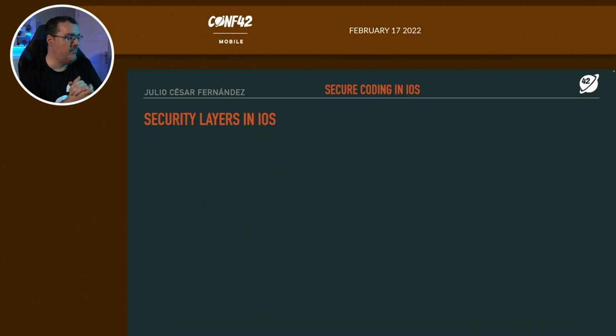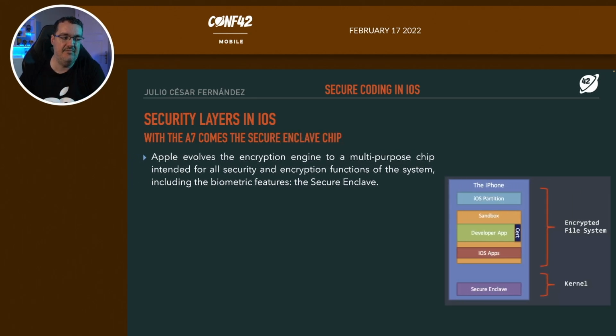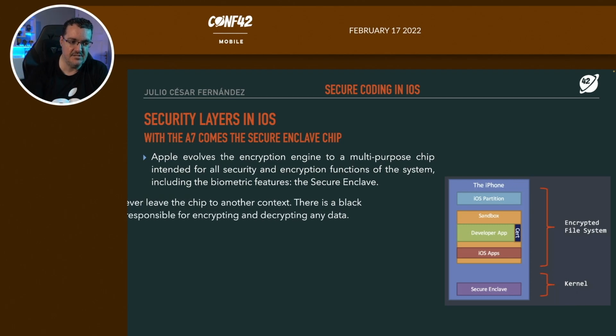Well, let's talk about the next step. With the A7 comes the Secure Enclave chip. Apple evolves the encryption engine that it has had since the first iPhone into a multi-purpose chip intended for all security and encryption functions on the systems, including the biometric features, with a new security chip called Secure Enclave, a chip that is a property of the kernel of the systems, as you can see.